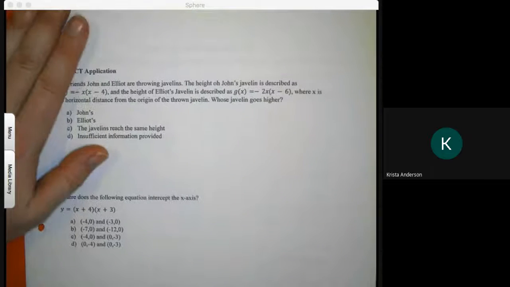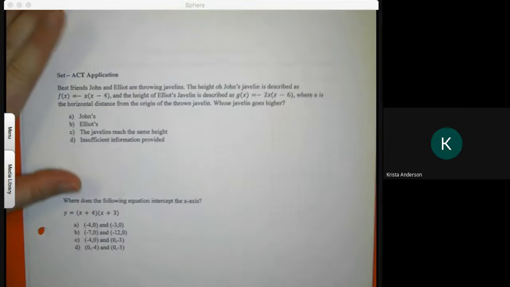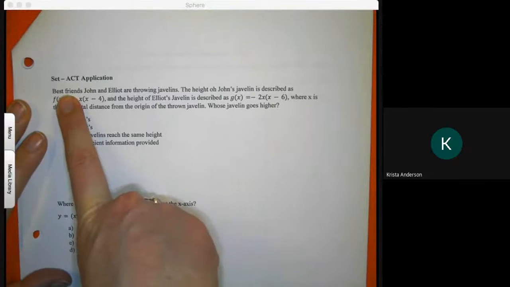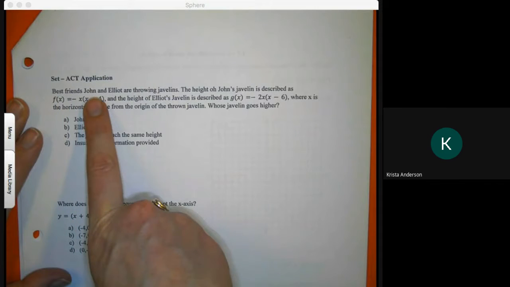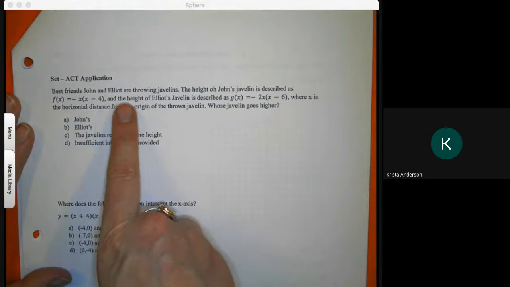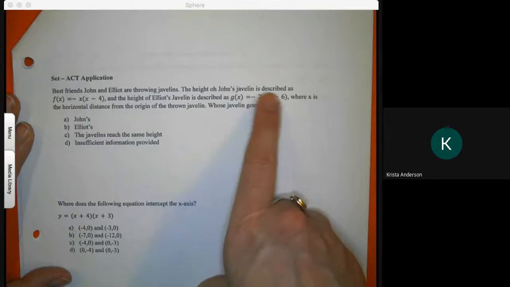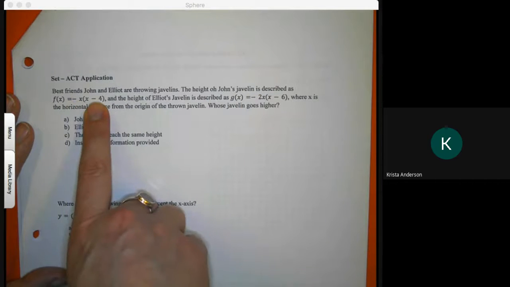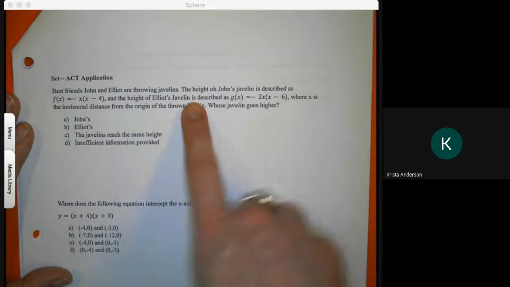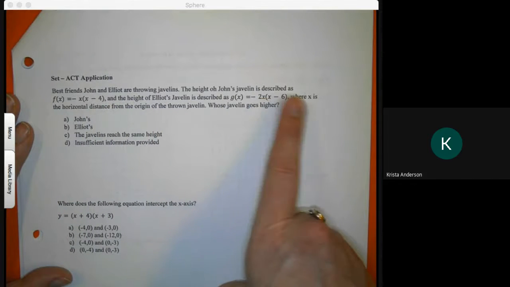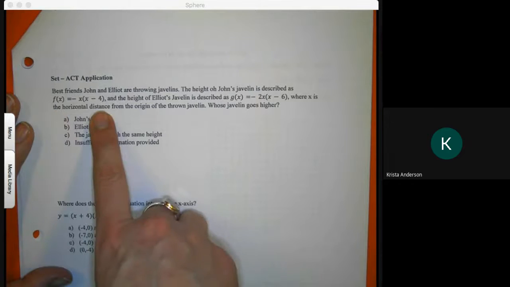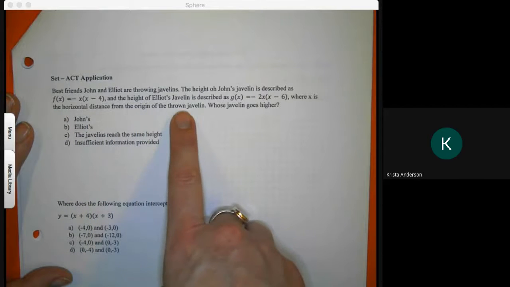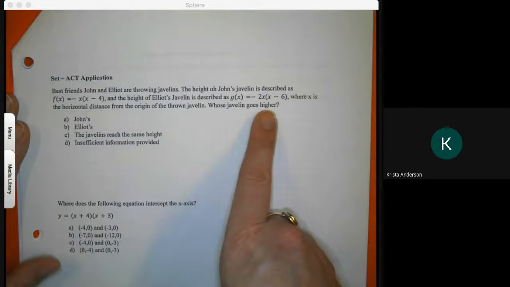Last questions, we just have 2 ACT practice questions. It says best friends, John and Elliot, are throwing javelins. The height of John's javelin is described as this function, and the height of Elliot's javelin is described as this one's function, where x is the horizontal distance from the origin of the thrown javelin. Whose javelin goes higher?